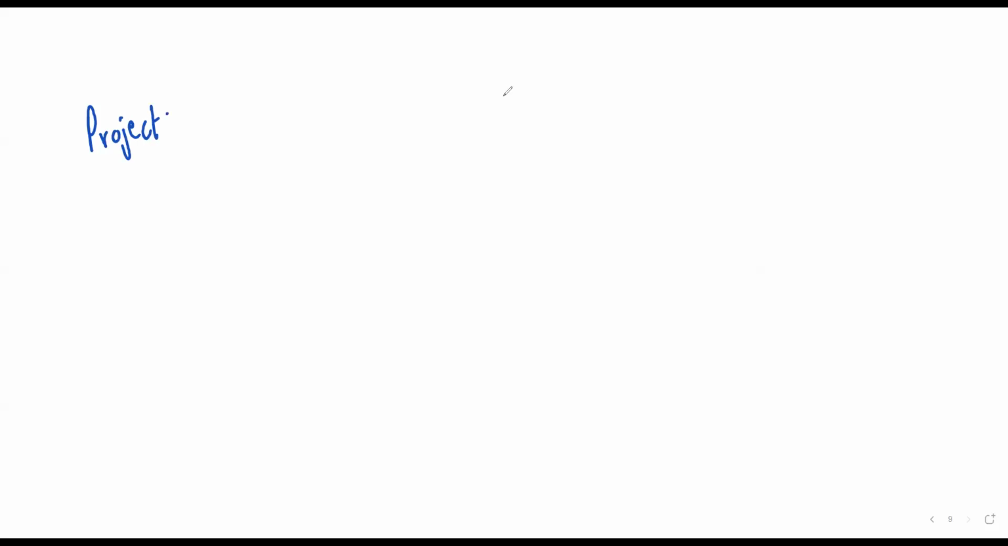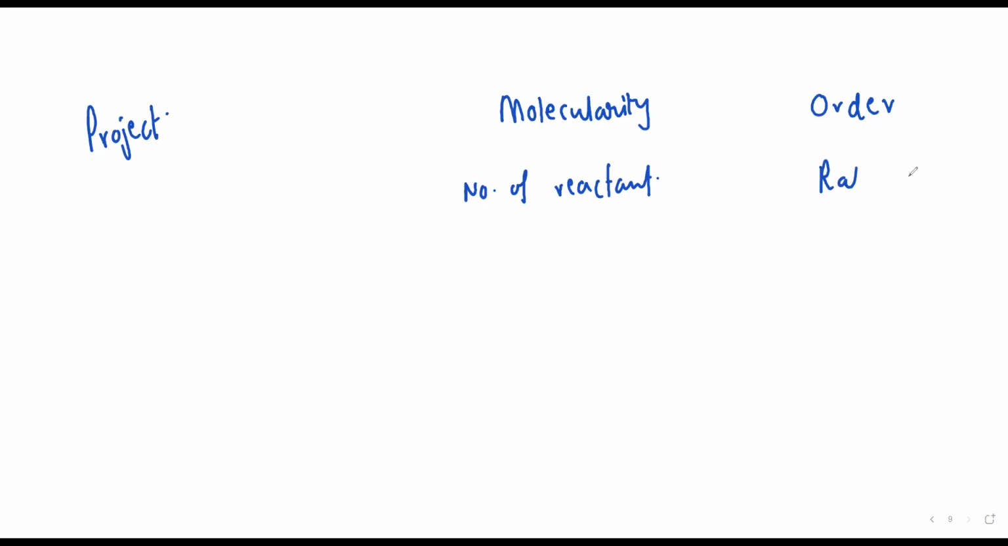Project. And beta, molecularity and order of reaction. Okay, molecularity was what? Number of participants. So we'll say number of reactants taking part. Don't write, everything is given. Number of reactants participating. Here, it is the number of reactants which determines the speed of reaction.